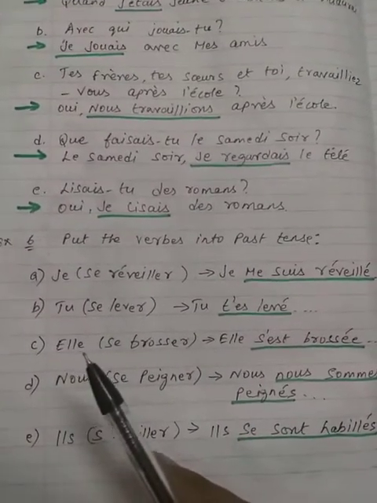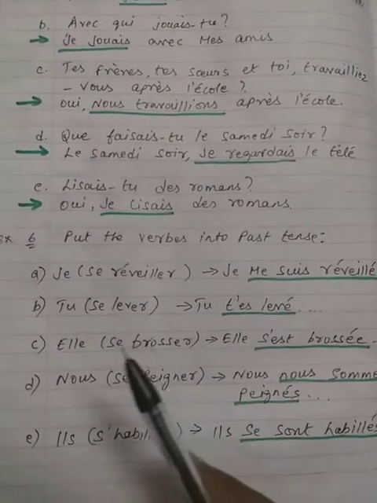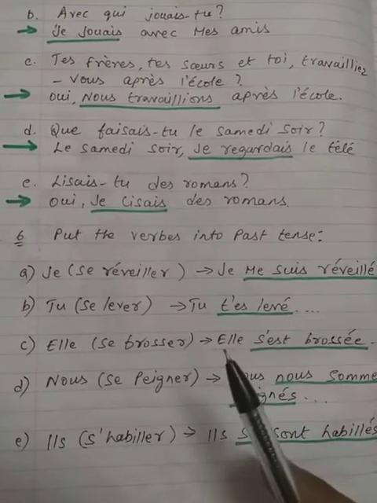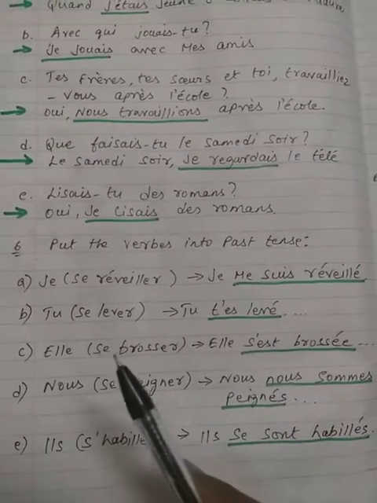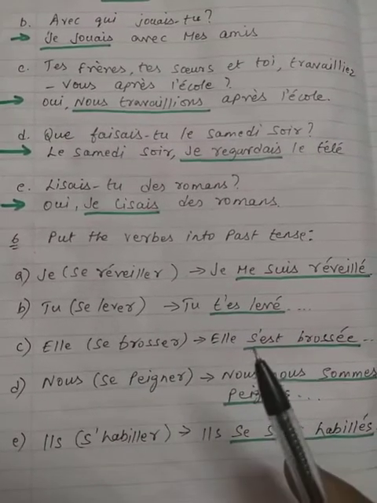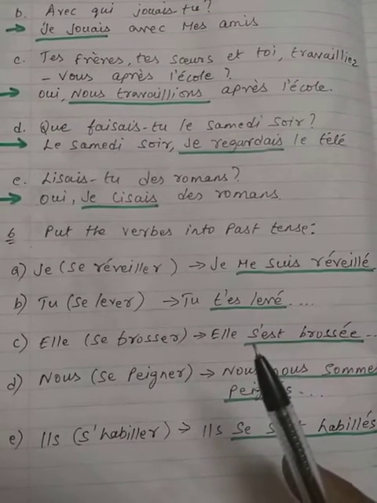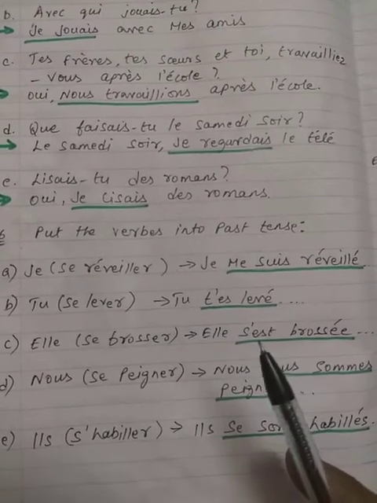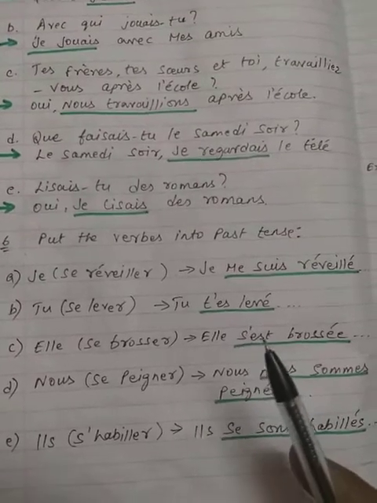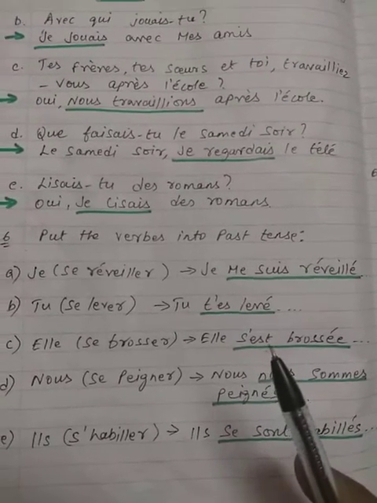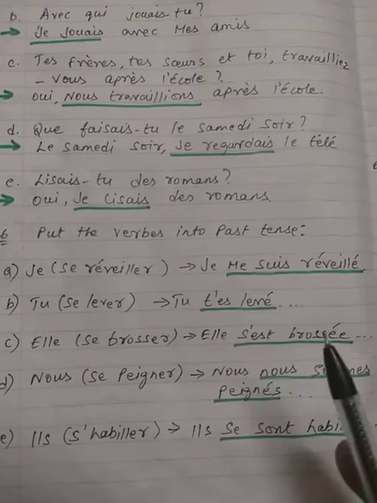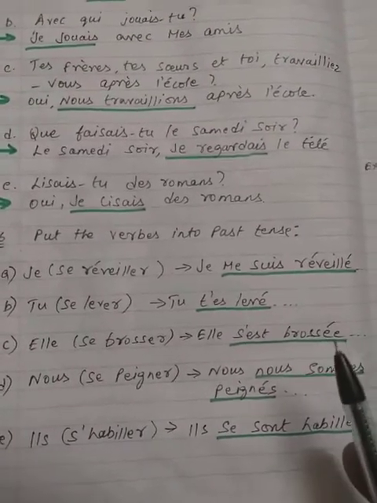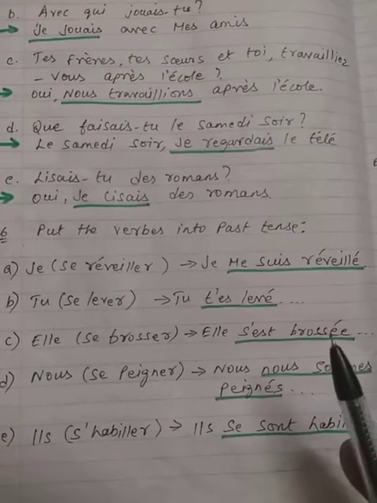Third question, elle, se brosser. Verb is given, pronominal verb. Write the subject, elle. S apostrophe, SE, the reflexive pronoun becomes third person. What is the reflexive pronoun conjugate? SE or S apostrophe? Here S apostrophe because the verb starts with a vowel. Then the auxiliary verb, être verb, est, third person est. Then the past participle, ER verb, replace ER by E accent. Then one more E is added because of the agreement.